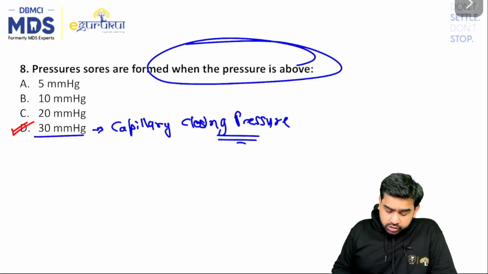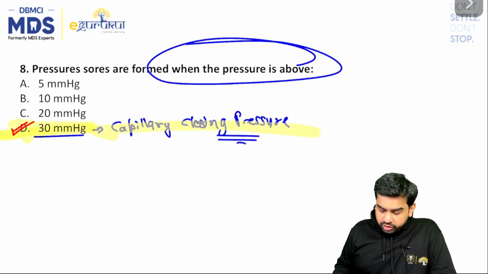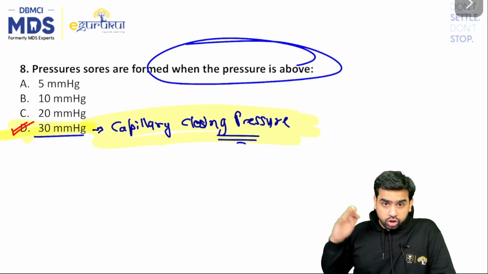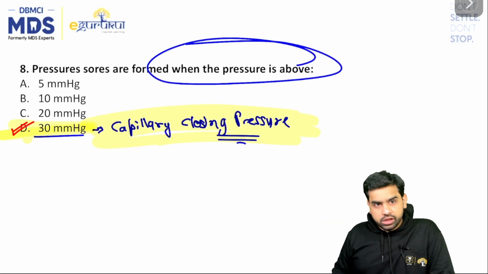So please remember this. What is the pressure? 30 millimeters of mercury, the capillary closing pressure. Above this pressure, the risk of a bed sore definitely increases in these patients.